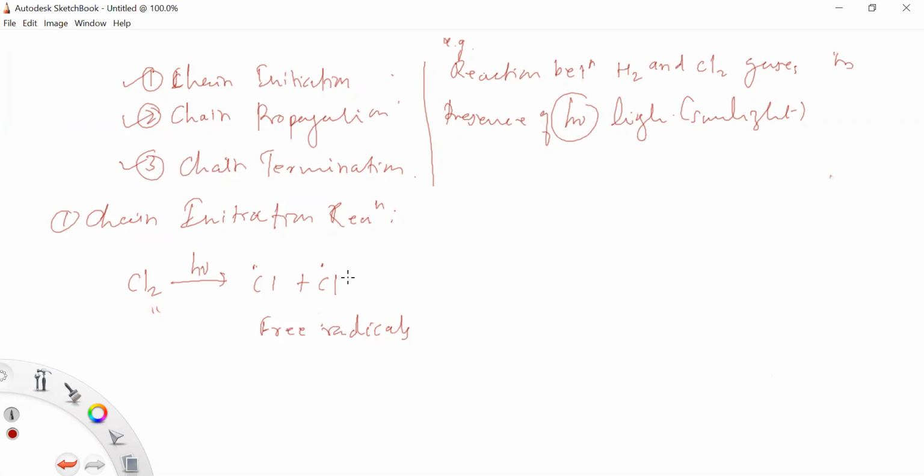This reaction is a chain because once the radical of the chlorine atom is formed, it is very reactive and it reacts with H2 molecules. So if it reacts with hydrogen gas, the second reaction is the chain propagation. So chain propagation reaction, right?